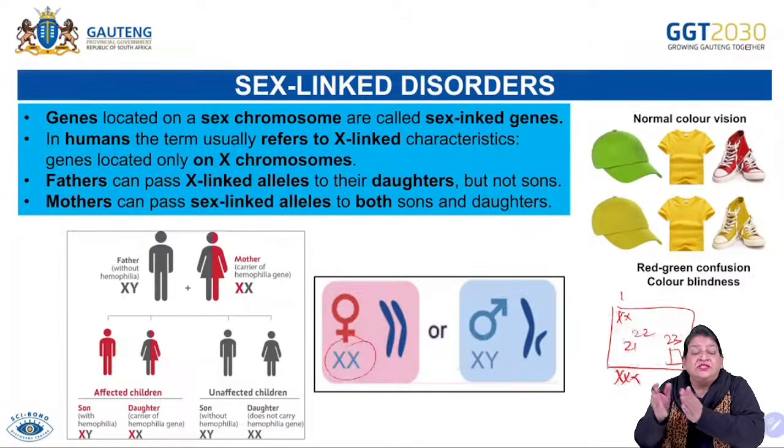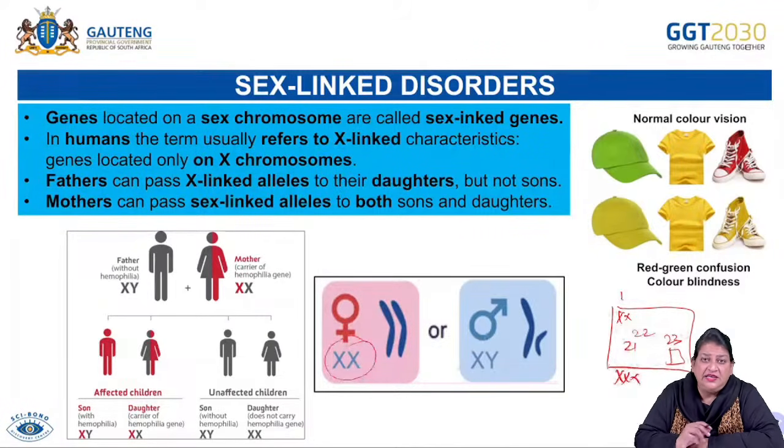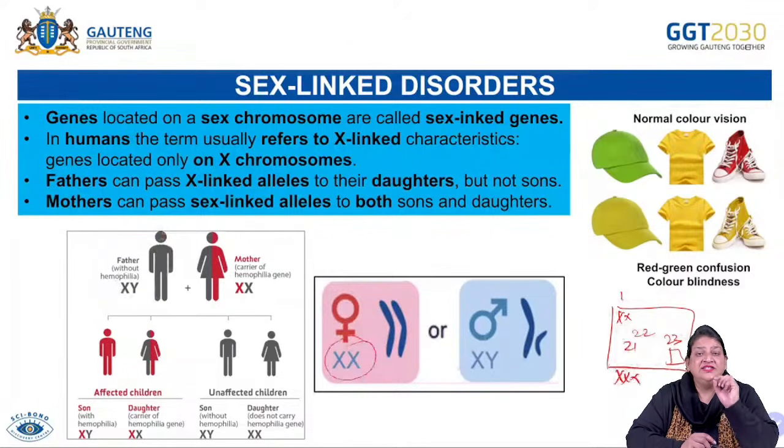Okay, so you see how you got to link meiosis to genetics. You cannot study it like a robot. You got to link and integrate your sections. Here now they are just showing you a father without hemophilia. What is hemophilia? It's a blood clotting disease. And it's a recessive disease.